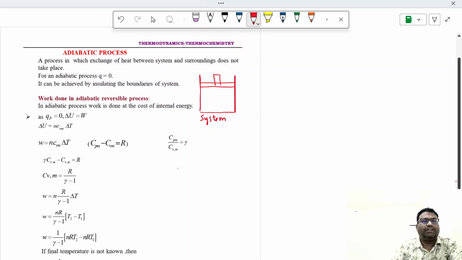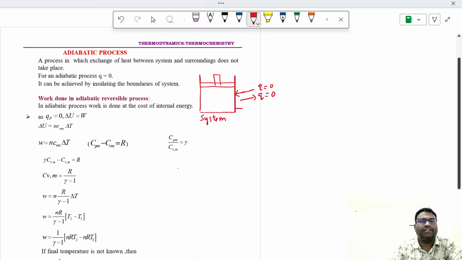That means here let us take the system. So the system is not taking heat. It is unable to absorb heat. It is unable to release heat. Here Q is equal to 0. That means this system is insulated.